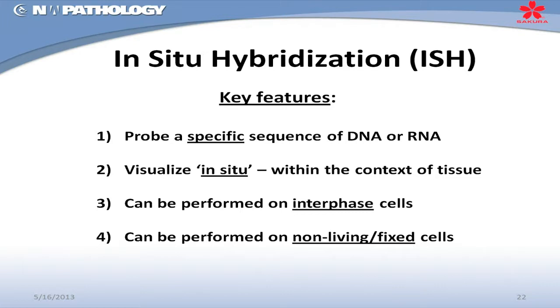We're visualizing in situ hybridization in situ, as the name implies. In other words, within the context of the tissue itself. We're not extracting the chromosomes from the tissue. We're looking at them actually in the tissue while it sits in place. And critically, ISH can be performed on interphase cells. So we don't need living, viable cells to perform ISH. We can do it on interphase cells, so we don't have to induce them to undergo mitosis.